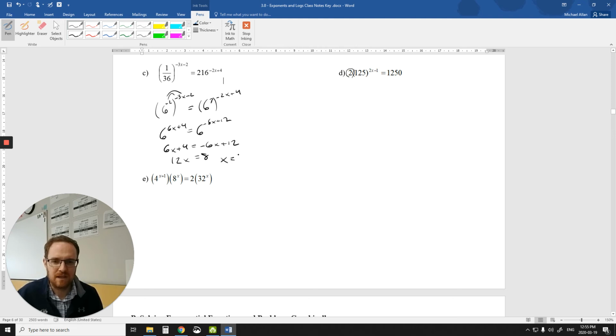Divide both sides by 12. And then reduce the fraction down and get 2/3.